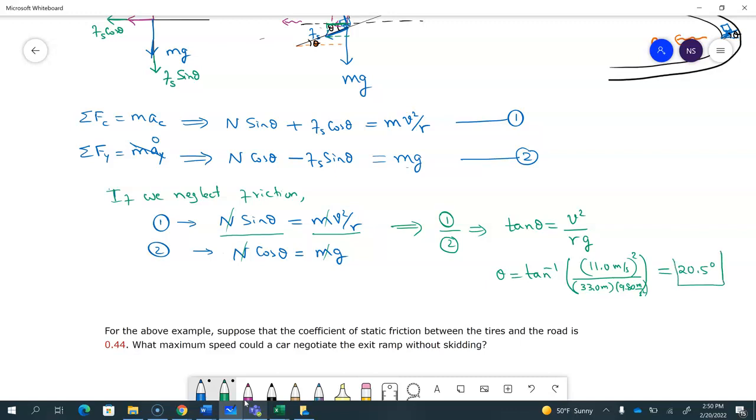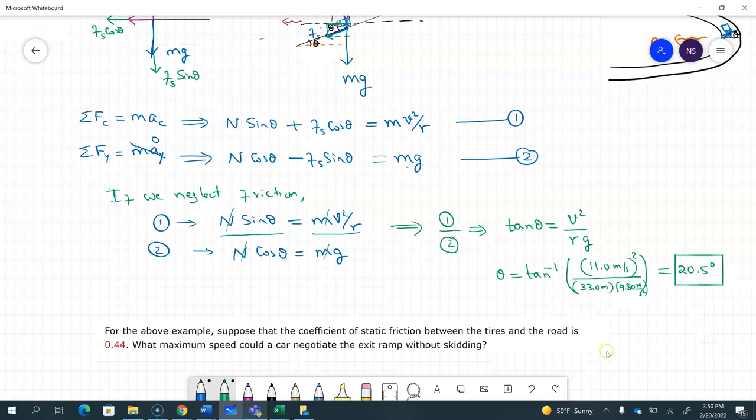Okay, so that was the first thing. So we have designed the banking road so there is a component of normal force that can provide the centripetal acceleration to the car. So you don't have to rely on friction if the road is banked, right?